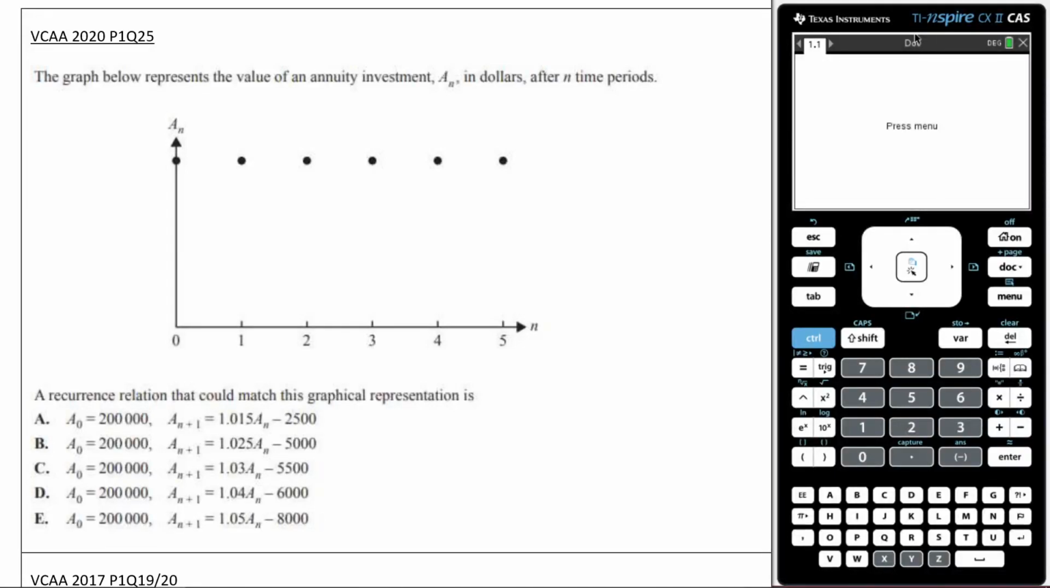All right, we're going to answer this question here. It's taken from VCAA 2020, paper 1, question 25. And we're going to do something a bit odd. I'm actually going to ignore this first statement here, so just put a line through it.